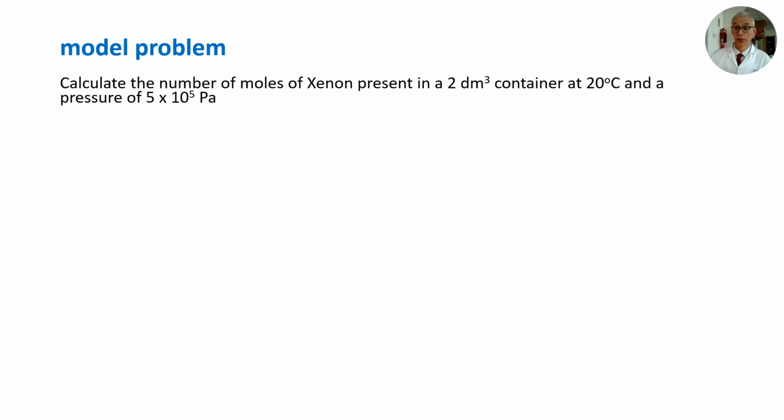So let's model the solution to a problem. Calculate the numbers of moles of xenon present in a 2 decimeter cube container at 20 degrees Celsius and a pressure of 5 times 10 to the 5 pascals. Now I strongly recommend that you start by writing out PV equals nRT and then rearranging to highlight the subject of your equation. So n is what we're looking for, calculate the numbers of moles. So n equals PV divided by R times T, so PV over RT.